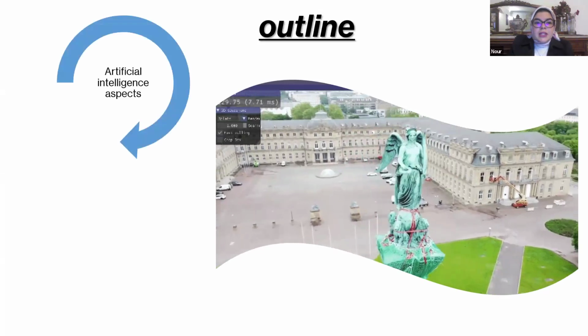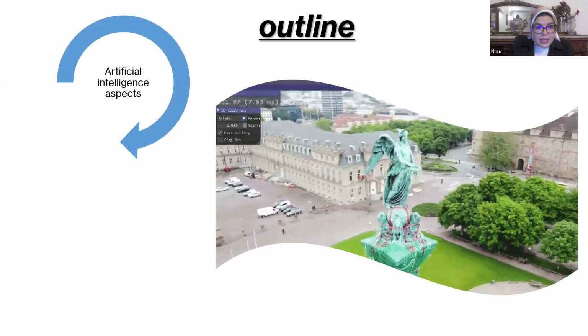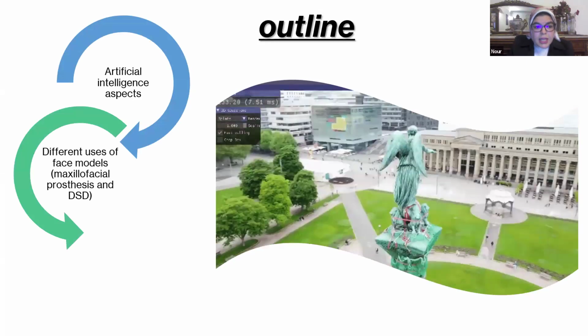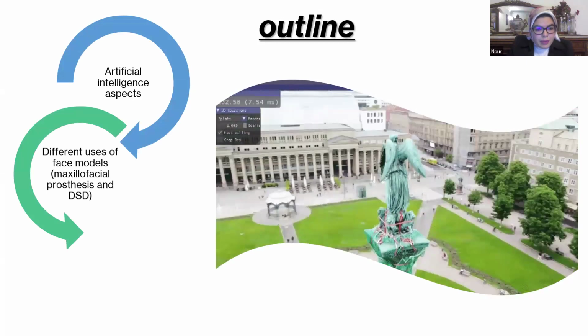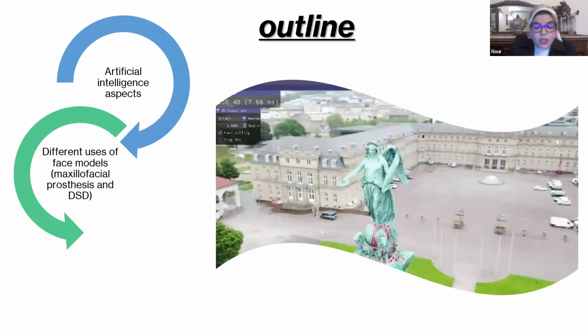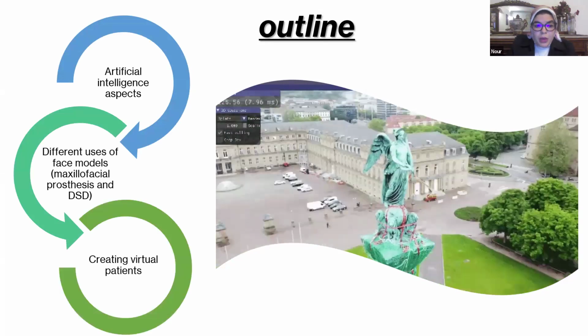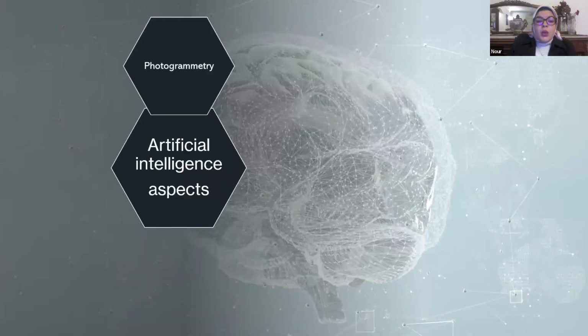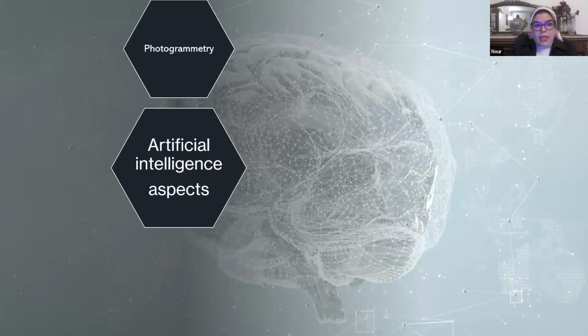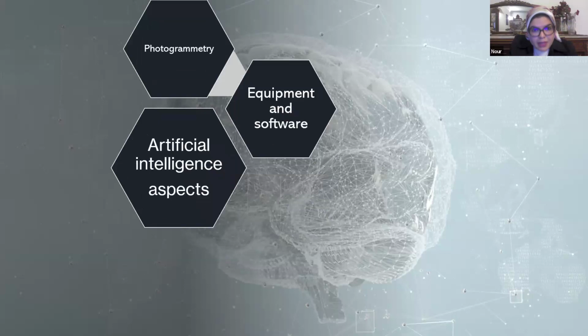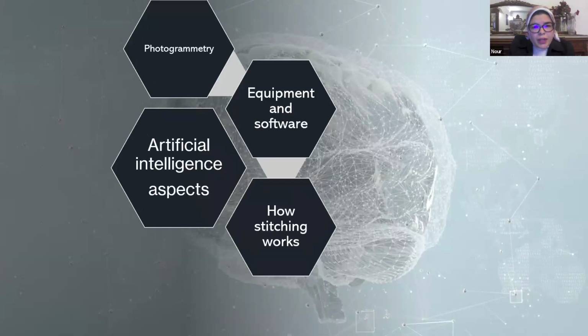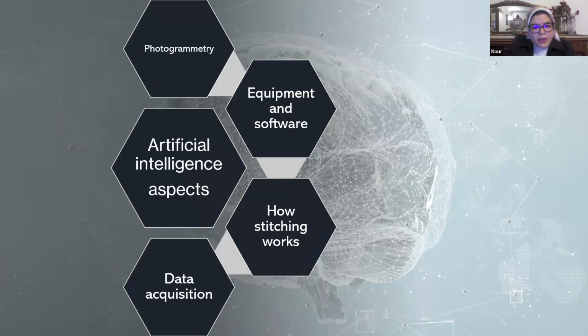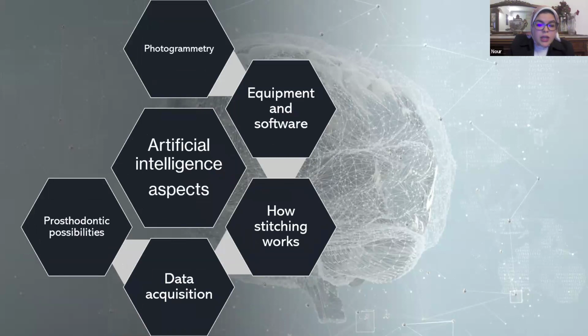So let's start. Today I'll be talking about artificial intelligence in many aspects. Also, I'm going to be discussing different uses of face models, like for maxillofacial prosthodontics and digital smile design. Also, I'm going to be talking about how this helps in creating virtual patients. So when I talk about AI, what I mean today is photogrammetry. I'm going to be talking a bit about that, and then the equipment and software, how stitching works, because this is the algorithm behind everything, and the data acquisition. Eventually, I'll be explaining the prosthodontic possibilities.